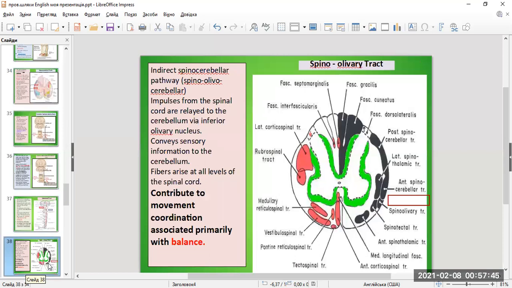Spino-olivary tract. Indirect spinocerebellar pathway, spino-olivocerebellar. Impulses from the spinal cord are relayed to the cerebellum via inferior olivary nucleus. Conveys sensory information to the cerebellum. Fibers arise at all levels of the spinal cord. Contribute to movement coordination associated primarily with balance.